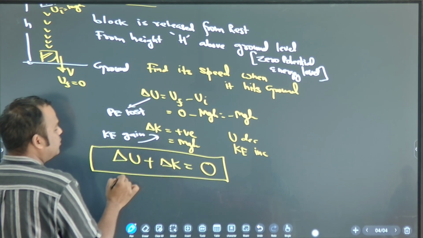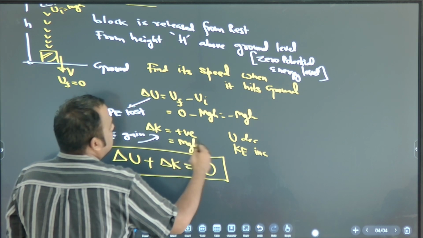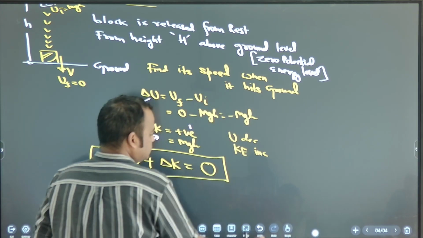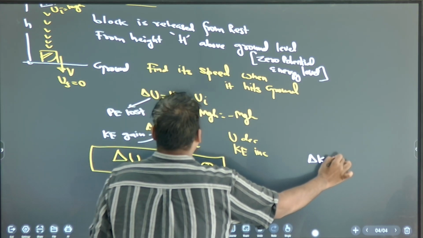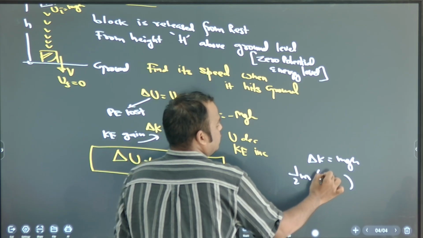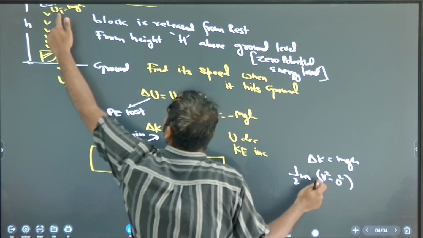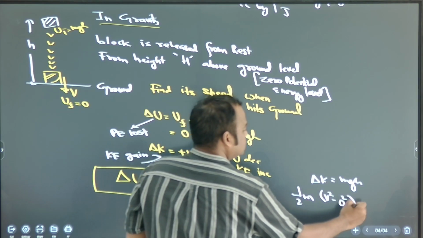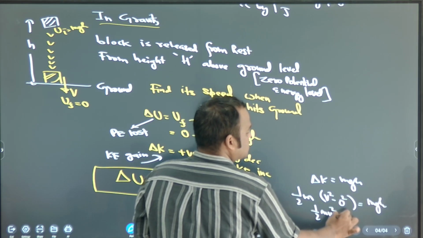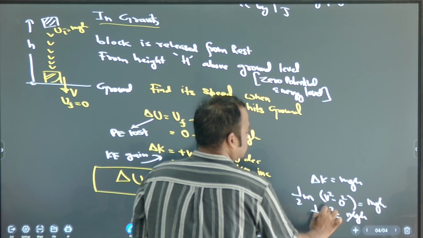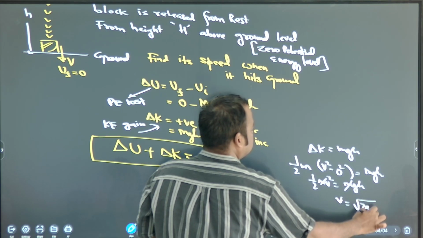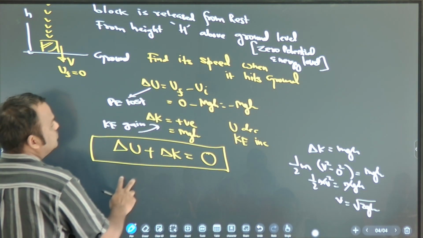What is the formula for delta K? Now come here again. Delta U is minus mgh, so delta K is equal to mgh. Now what is delta K? Half m v square minus 0 square, since initially at rest. So what is the answer? Half mv square is equal to mgh. Cancel m. So what is v? Square root of 2gh.